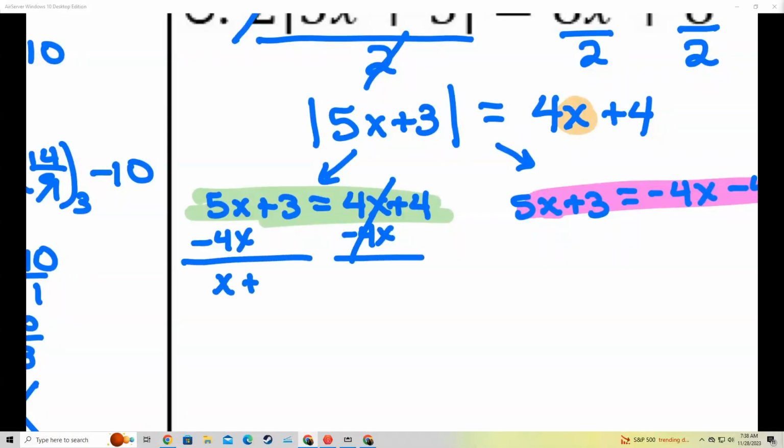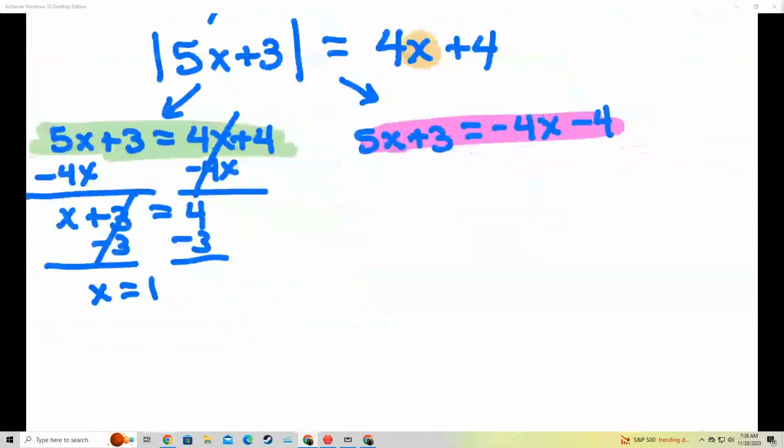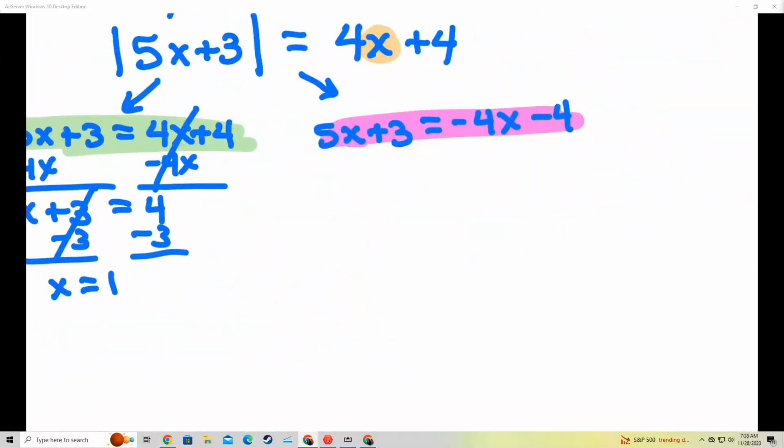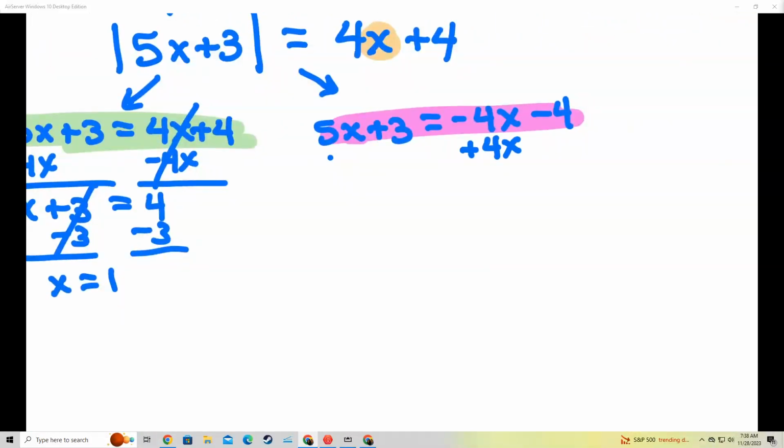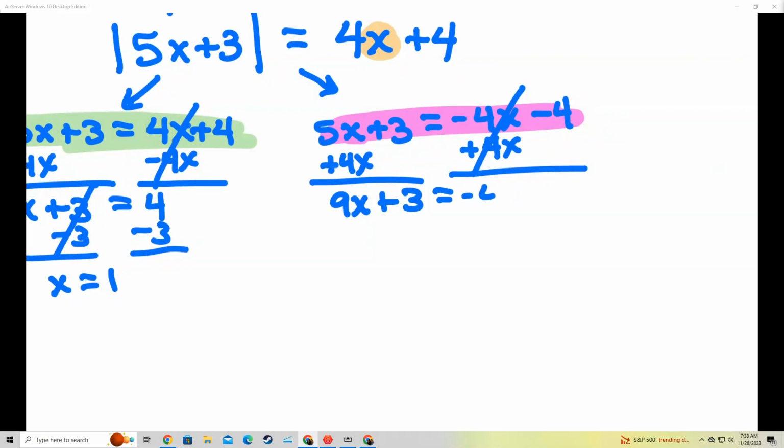I get x plus 3 is equal to 4. Subtract 3 on each side. X is equal to 1. On the other side, we're going to get rid of the smaller x. So I'm going to add 4x to each side. I get 9x plus 3 is equal to negative 4.